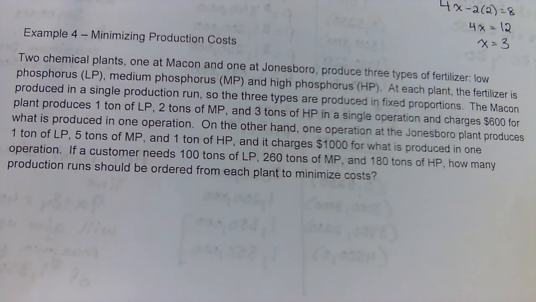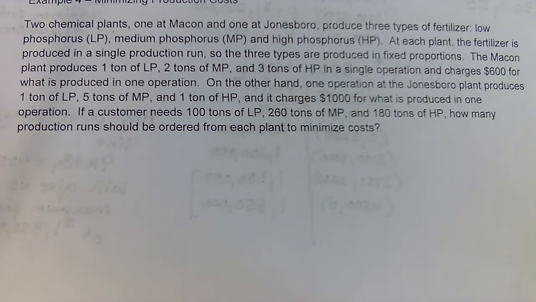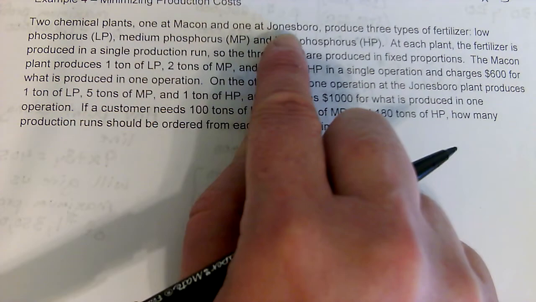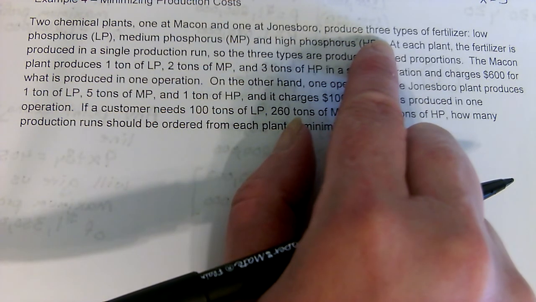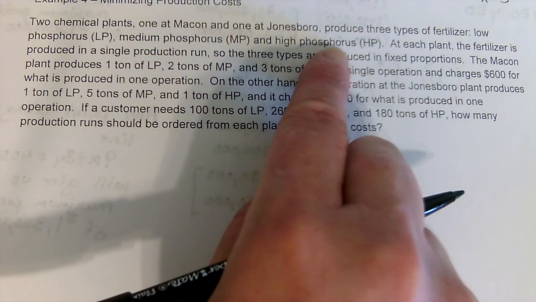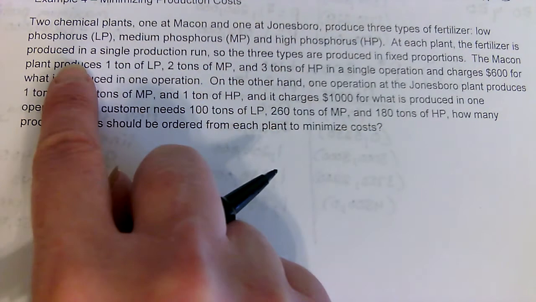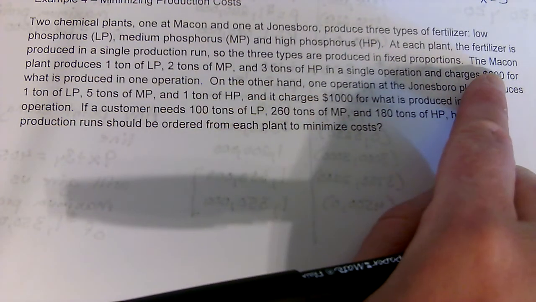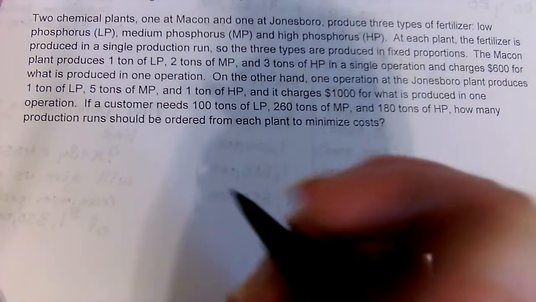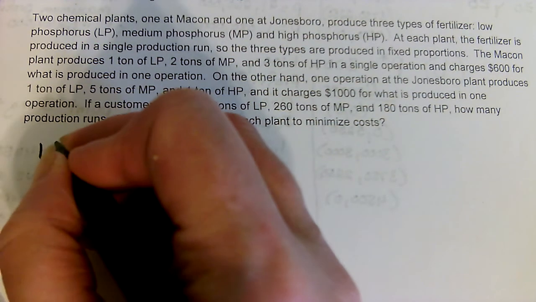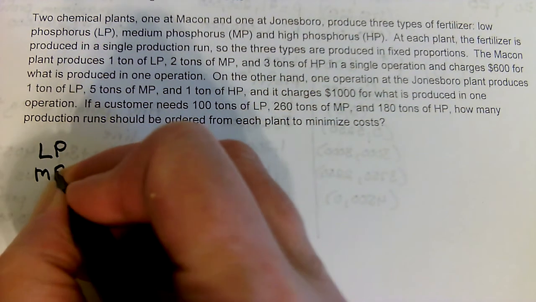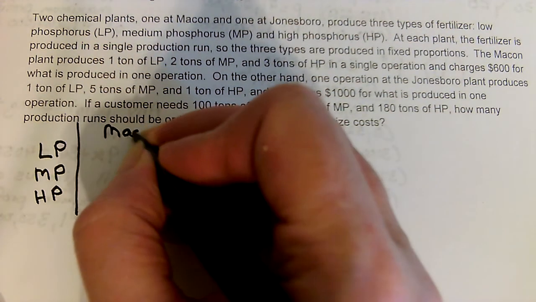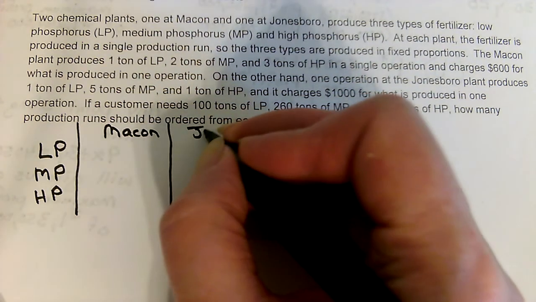All right. And I did not give myself a lot of room on this one, so I may be grabbing some scratch paper here in a little bit. Two chemical plants, one at Macon and one at Jonesboro, produce three types of fertilizer: low phosphorus, medium phosphorus, and high phosphorus. At each plant, the fertilizer is produced in a single production run, so the three types are produced in fixed proportions. Okay, so we've got low phosphorus, medium phosphorus, and high phosphorus. We're making them at the Macon plant and the Jonesboro.